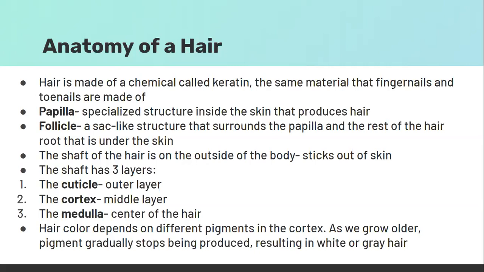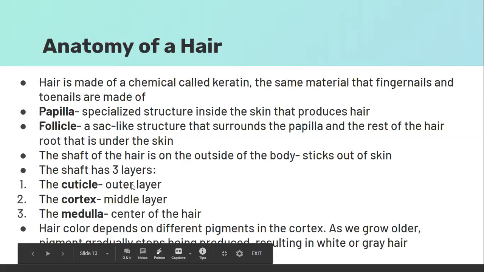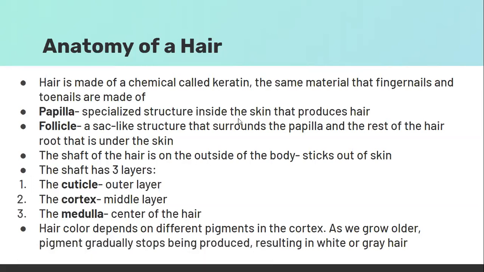The shaft of the hair is the outside of the body. It's the hair that sticks out of your skin or your head, visible to the world. That's called the shaft, and the shaft has 3 layers. The first layer is the cuticle, which is the outer layer of your hair. The cortex is the middle layer, and the medulla is the center of your hair. So just think, cuticle out, and then it just keeps going inner, inner, inner.